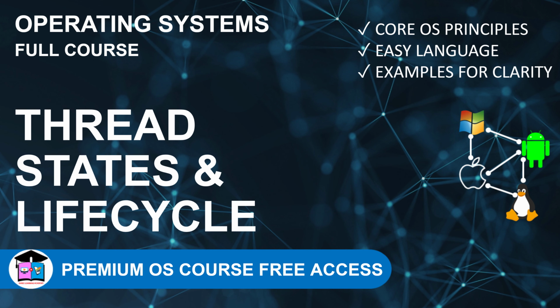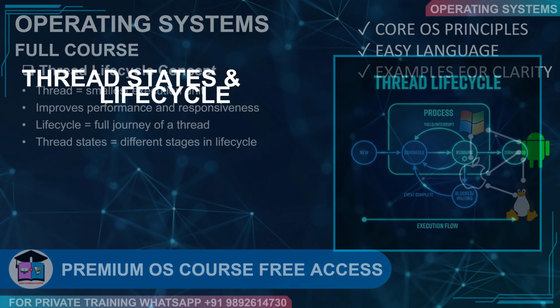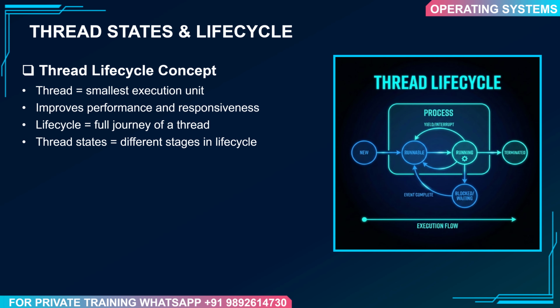Let's simplify thread states and lifecycle. When we talk about threads, we already know from the previous topics that a thread is the smallest unit of execution inside a process. We also discussed how threads help achieve better performance and responsiveness by allowing multiple tasks to run within the same process.